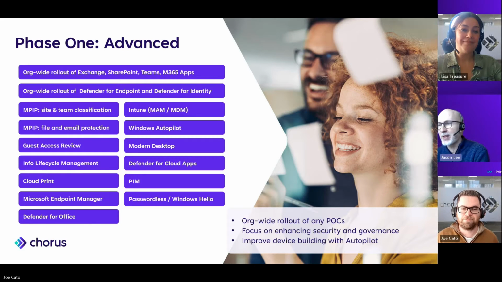site and team classification. So this is about having your business users, when they create a SharePoint site or a team in Microsoft Teams, choose a classification. So they choose a sensitivity classification. So ideally, you'll have these defined. It might be general, confidential, highly sensitive, whatever makes sense to you as an organization. And when they apply that classification, that label will apply commensurate protections.